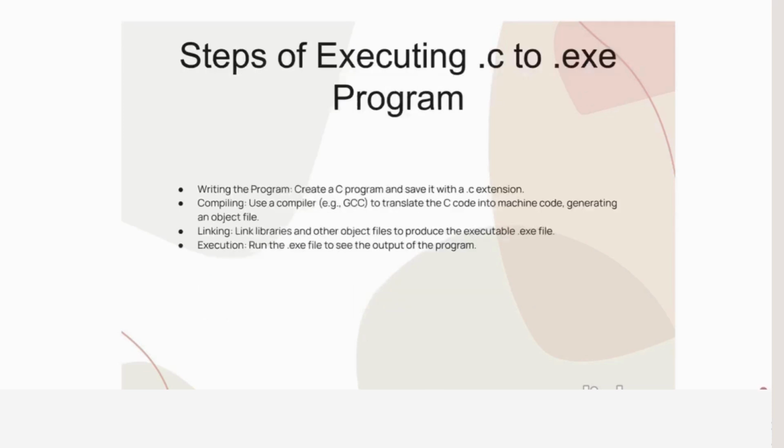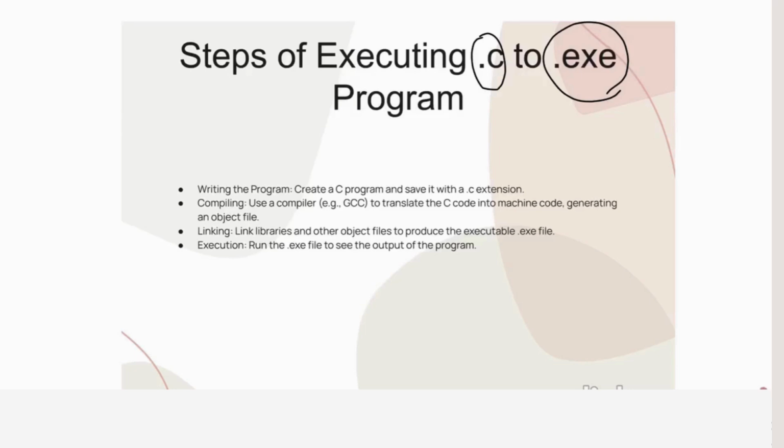Moving ahead, let us understand the main steps of executing a .c to .exe program. Whenever we write a program in C, its extension is always .c. But when we execute the program, in fact, .exe is executed. Now .exe is generated after .c is converted by following a few important steps.